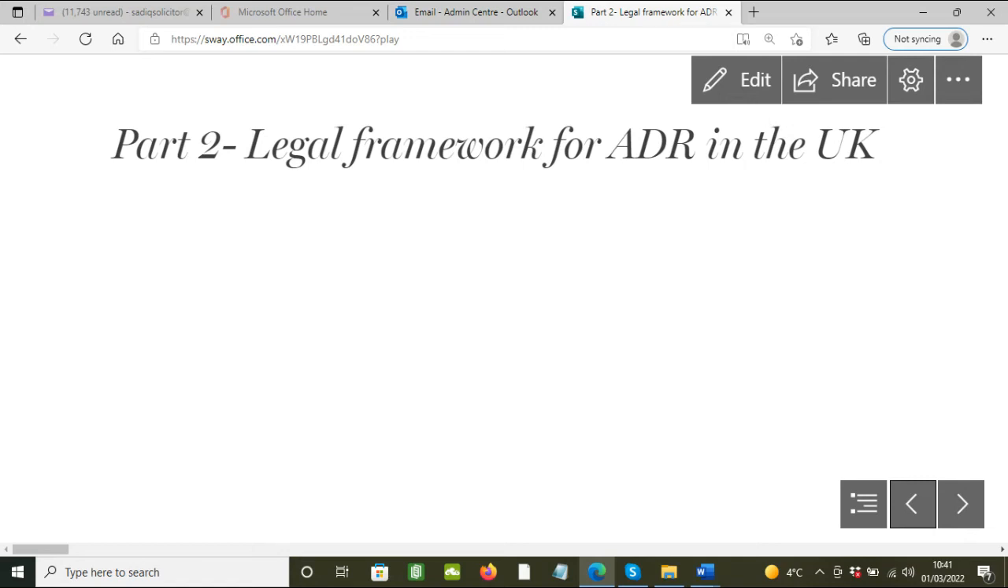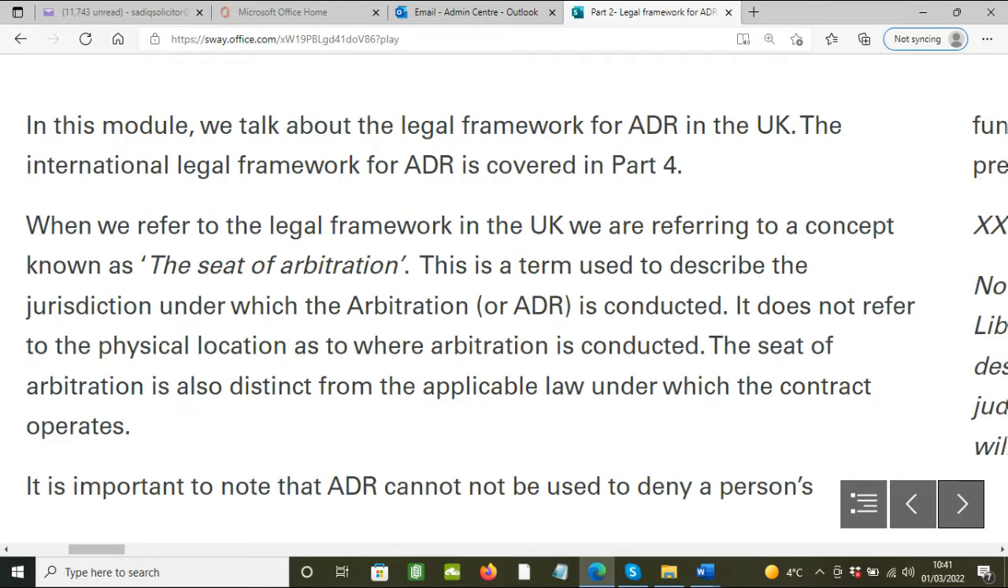Part 2. The legal framework for ADR in the United Kingdom. In this module we talk about the legal framework for ADR in the UK. The international legal framework for ADR is covered in Part 4.